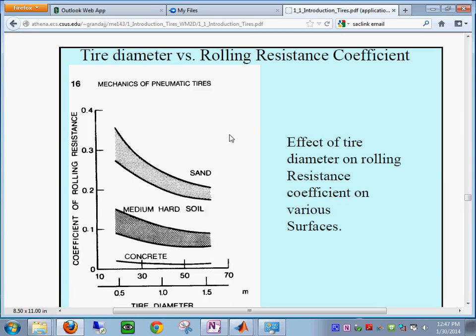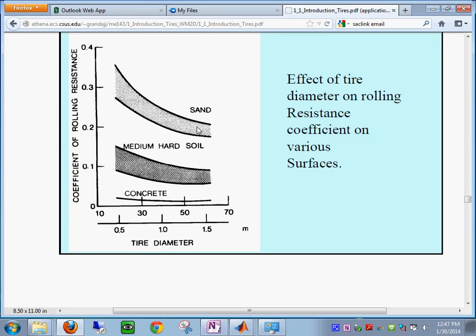What about the diameter of the tire? I would say, without looking at the charts, that a tire that has a bigger diameter will have a lower rolling resistance coefficient. But let's see if that's true. Tire diameter, yeah.